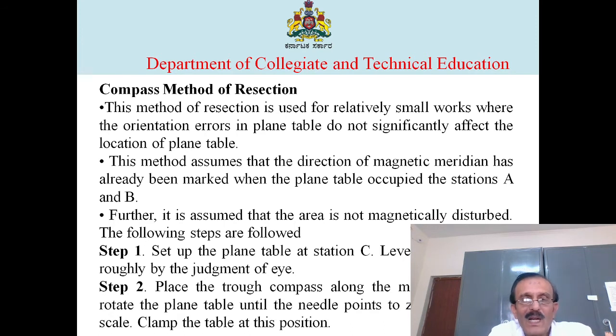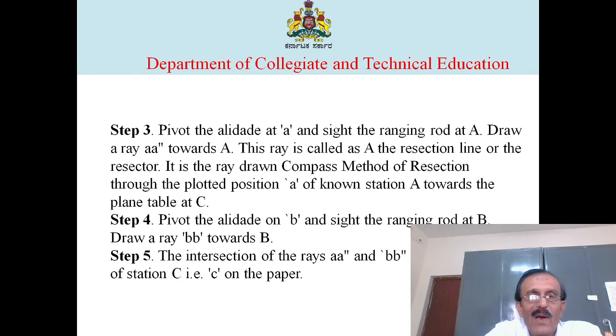Step 1, set up the plane table at station C, level it and orient it roughly by judgment of eye. Place the trough compass along the meridian line and rotate the plane table until the needle points to the 0 mark of the scale. Clamp the table at this position. Step 3, pivot the alidade at A, whose position is already plotted on the sheet. Sight the ranging rod at A. Draw the ray towards A. This ray is called the resection line.